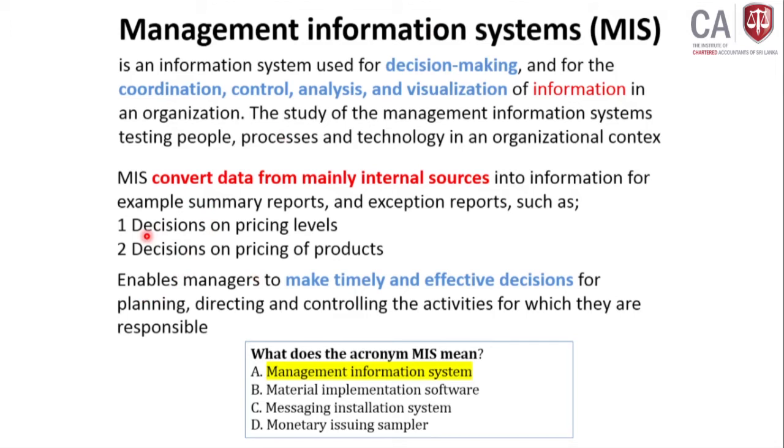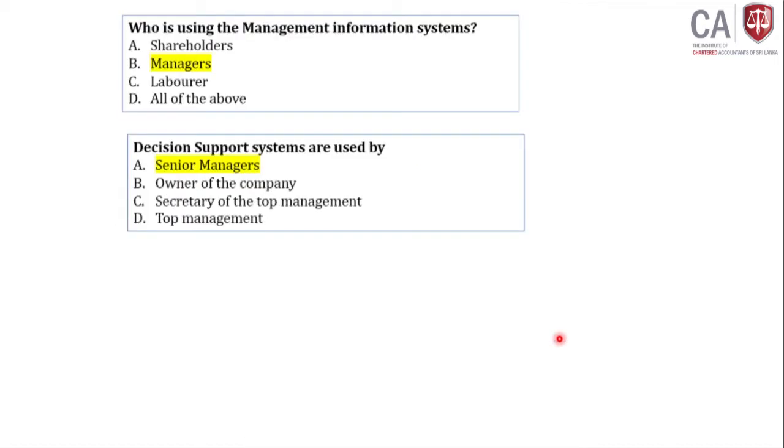So executive information systems are used for decision making, and MIS is also used for decision making. It enables managers to make timely and effective decisions. So here managers are using this one to take timely decisions. MIS is the acronym for Management Information System. Here a question is given. Who is using the Management Information System? Managers. Managers are using the Management Information System.